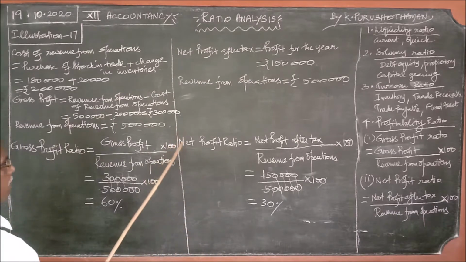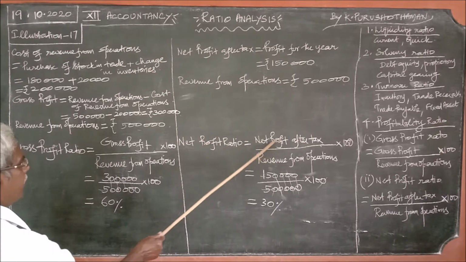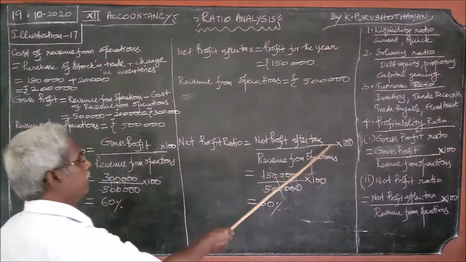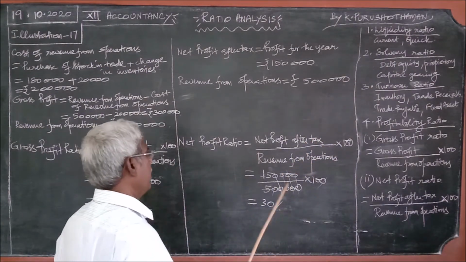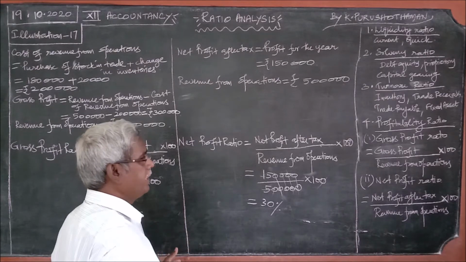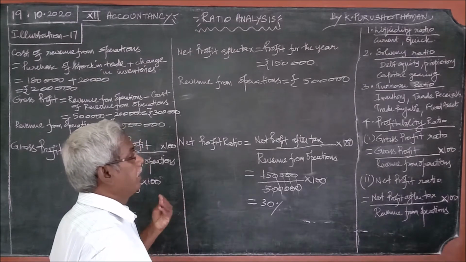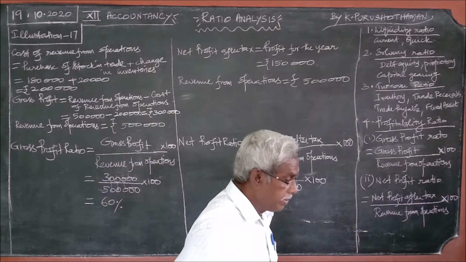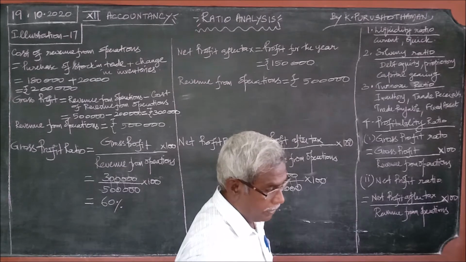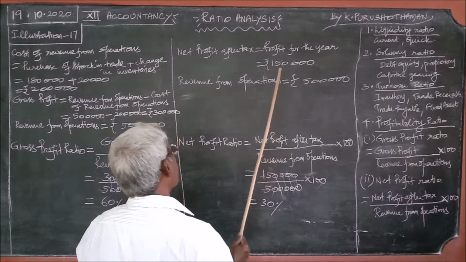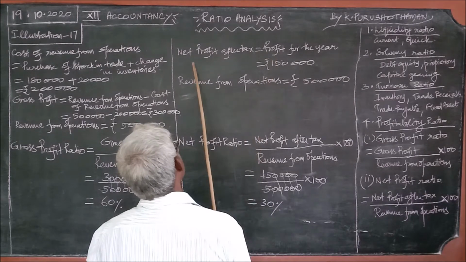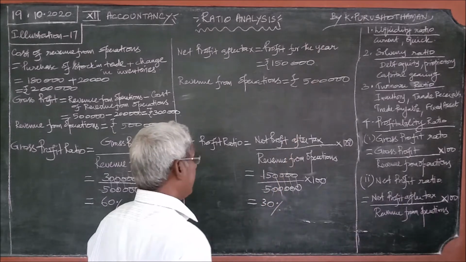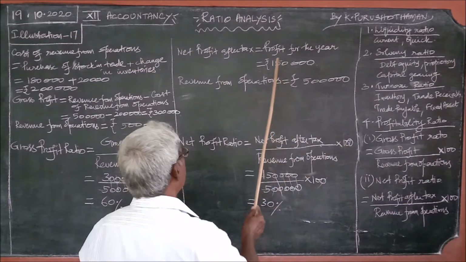See, regarding the net profit ratio, net profit after tax divided by revenue from operations into 100. Net profit is the final profit after deducting all the expenses. That is readily given in the problem itself. It is 1,50,000. The straight answer is given in the book itself. Net profit after tax is nothing but profit for the year, that is the final profit of the year.